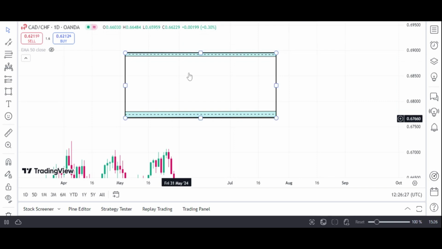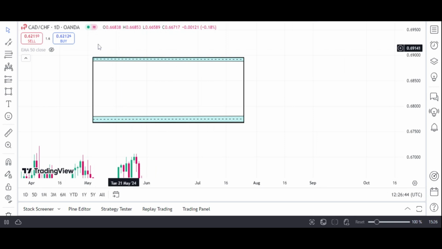Why am I saying this is resistance and support? Because resistance will always be above, support will always be at the bottom, meaning whenever we have the buyers, they are pushing the market toward the upside, and the sellers are pushing the market toward the downside. Now this is a simple market.